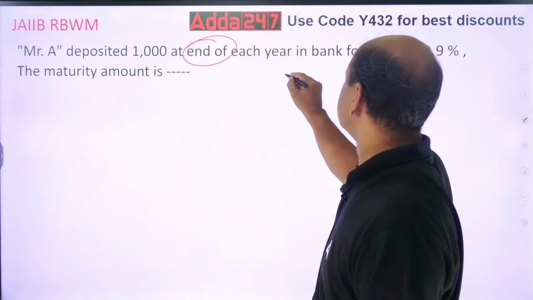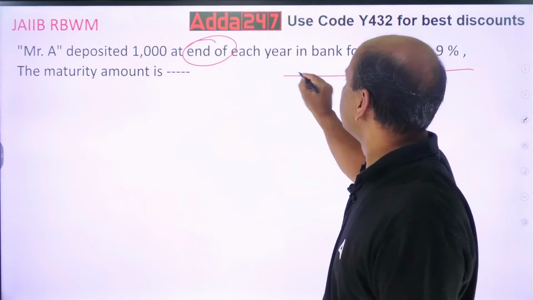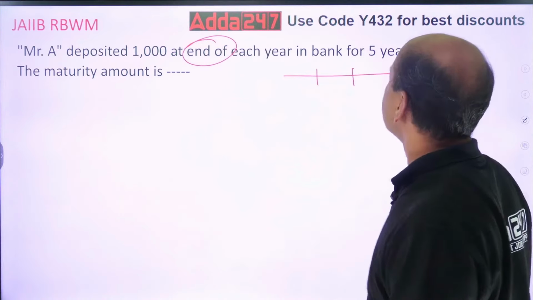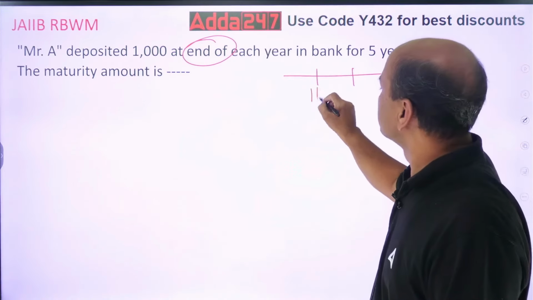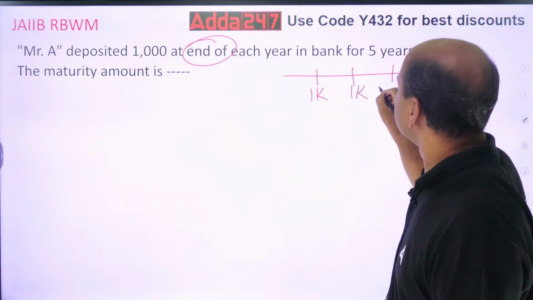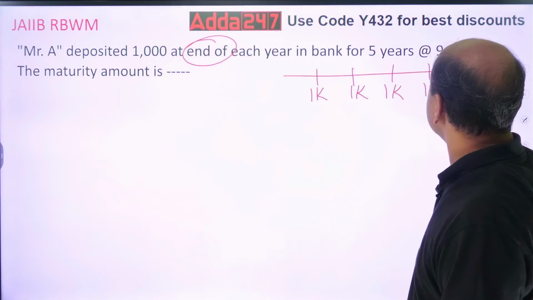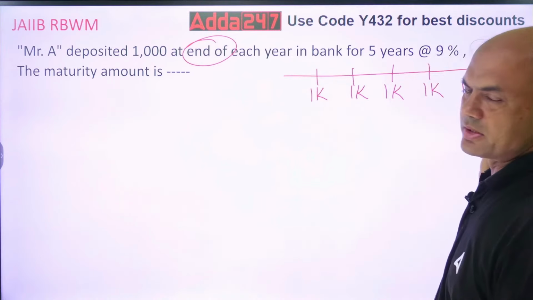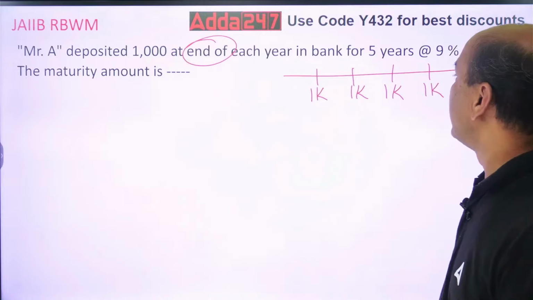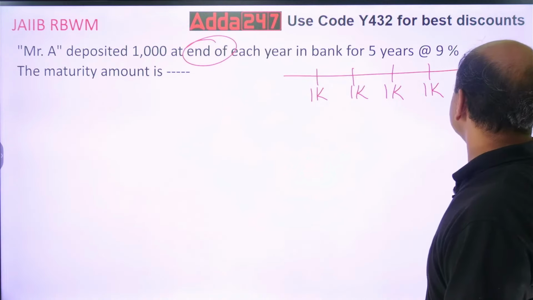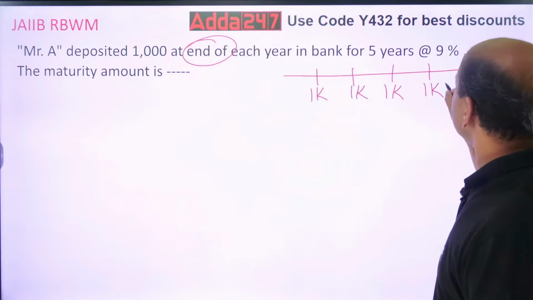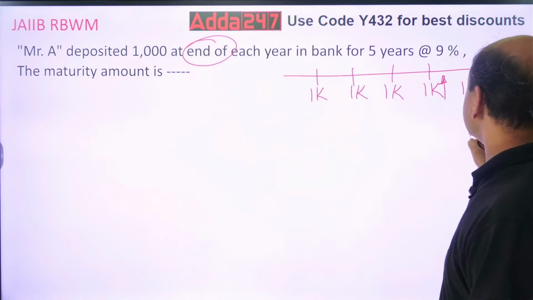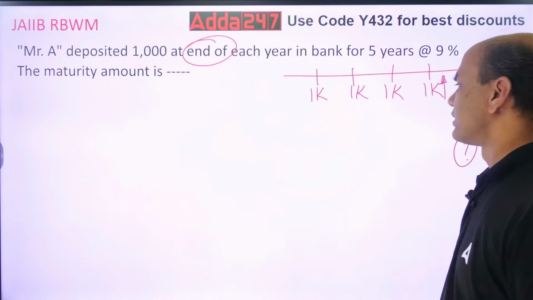See, like this it is. At the end of each year, 1, 2, 3, 4 and 5. So at the end, he deposited 1,000 over here, 1,000 over here. This is how he has deposited. And at the end of this, he will get some amount. These are all investments, right? Now at the end of the period, he will get some amount. So this is your question mark.